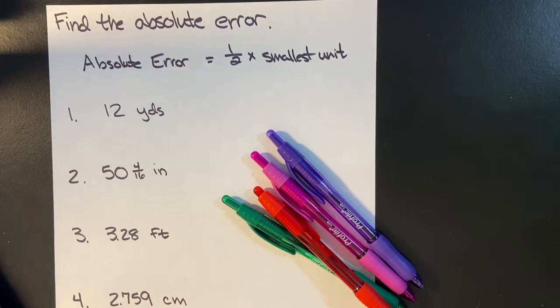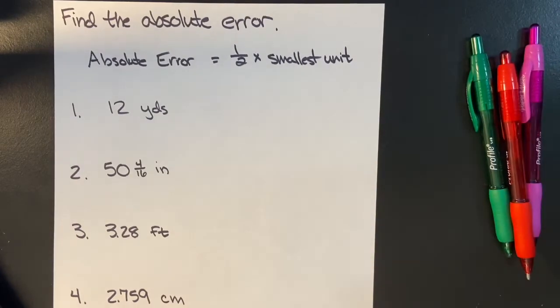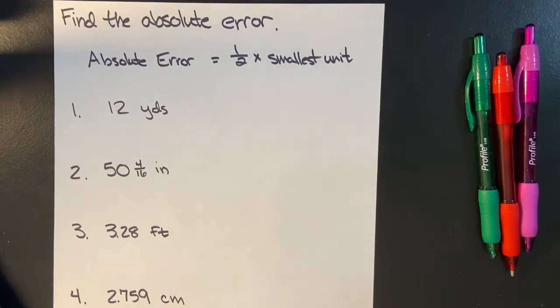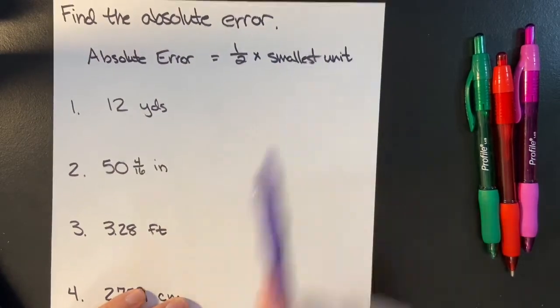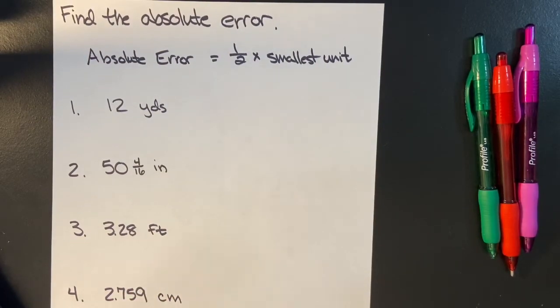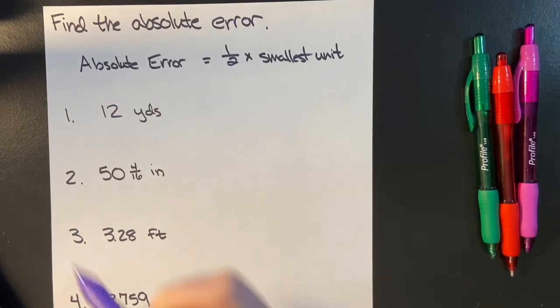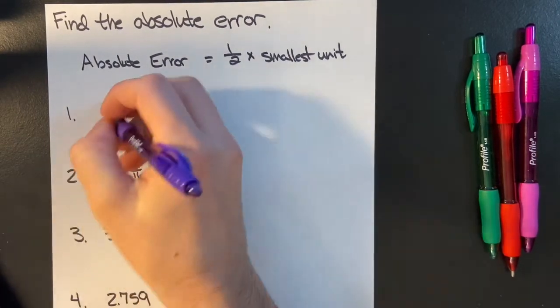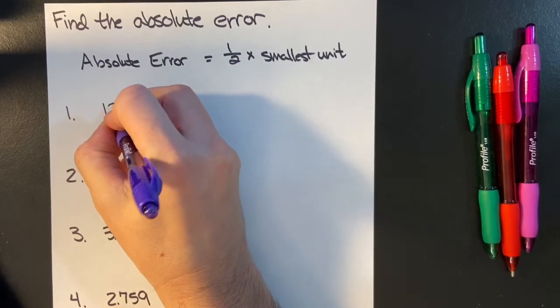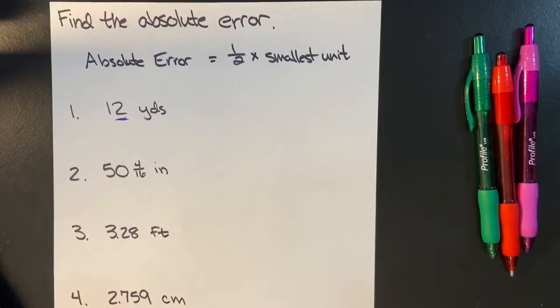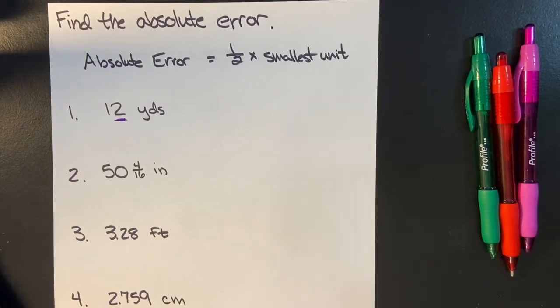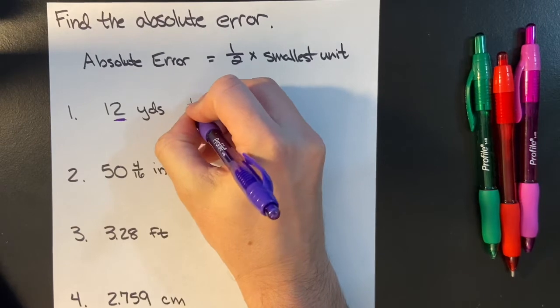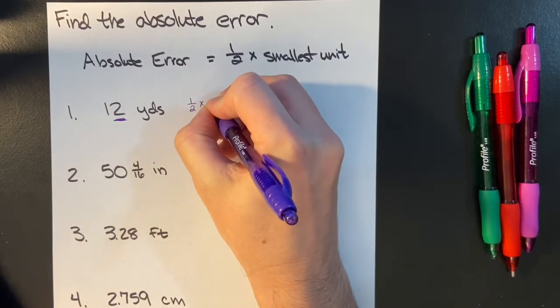Today in Pen and Paper, we're going to talk about absolute error. What is absolute error and how do you calculate it, you ask? Well, absolute error is half of the smallest unit. So what you do is you're given a number and you find the smallest unit. In this case, my smallest unit for problem 1 is, since I have 12 yards, 1 yard. So you go to the smallest unit, which is in the ones space. Okay, so you take half of the ones space.